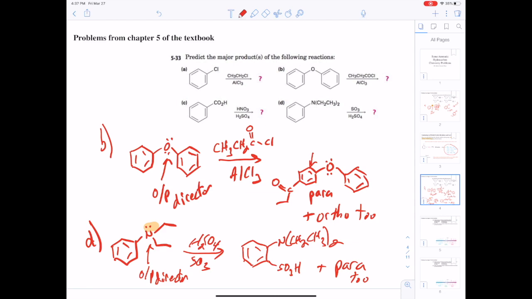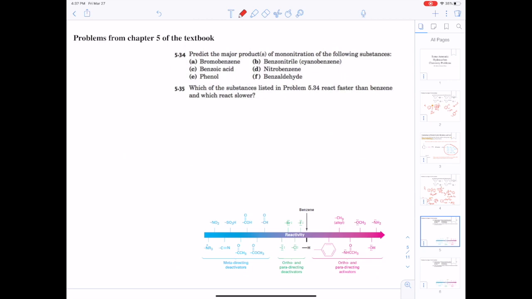Now problem C is nitration. So here's another problem that goes with nitration. There's a lot of them. I'll pick a couple here. It says we're going to do a mononitration. That means we react with HNO3 and H2SO4, and we add NO2 to the ring.